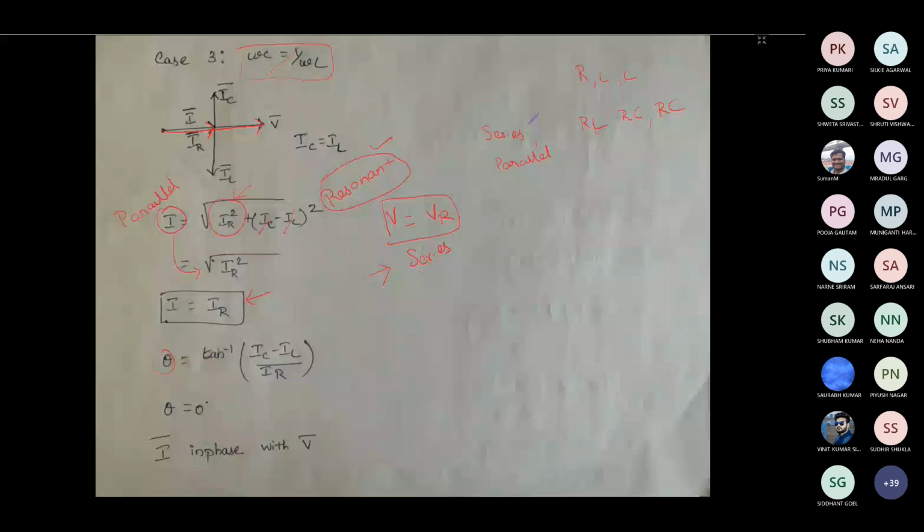But why are we reading this? Can anyone answer why we are reading about these RL, RC, and RLC circuits? Are we using this anywhere? Or even series parallel RLC? We have started analyzing this, but are we using these kinds of circuits anywhere in your day-to-day life?